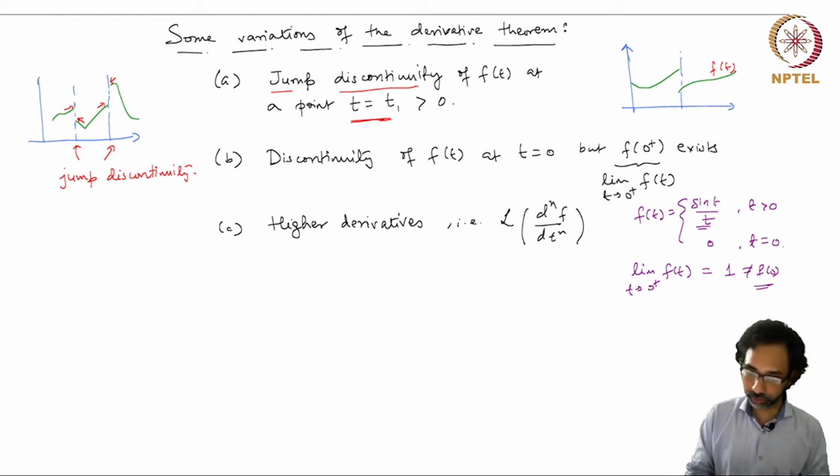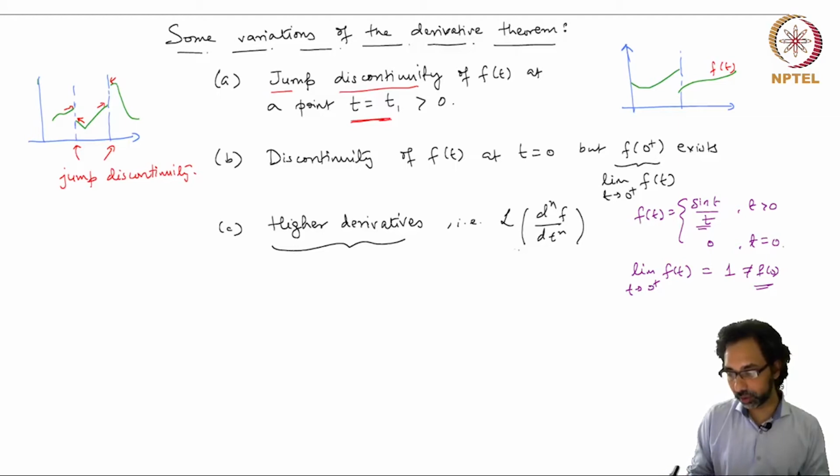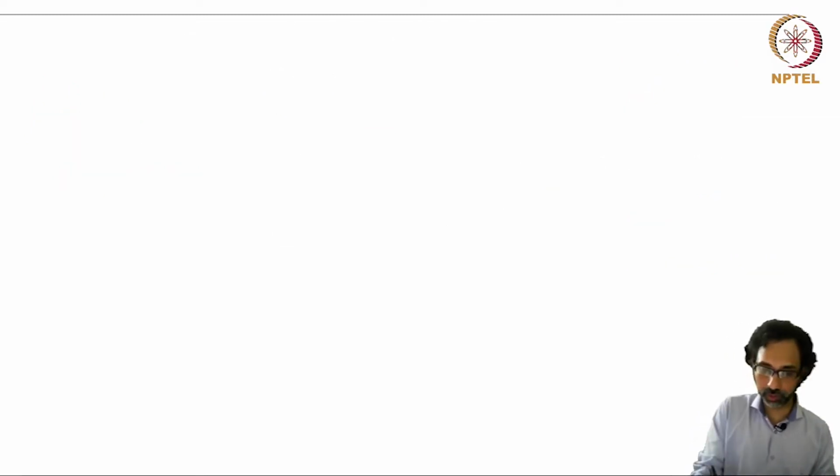The third variation is for higher derivatives of f. So we want to compute the Laplace transform of the nth derivative of f. We have already computed the first derivative and we will look at higher derivatives of f. So let's do the first one.